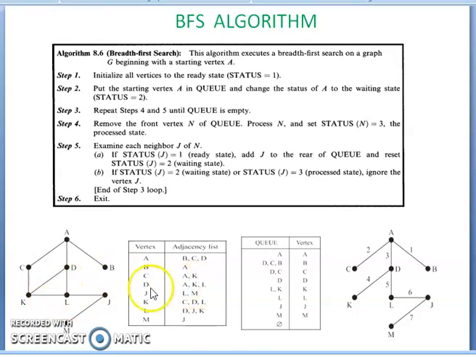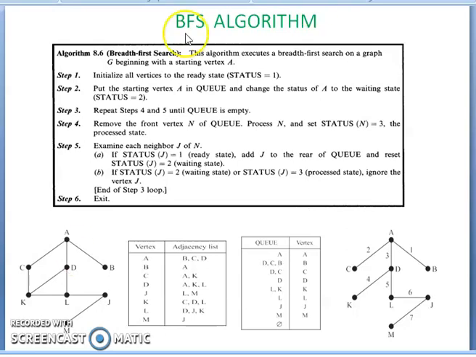And for J, the adjacent vertices are L, M. For K, the adjacent vertices are C, D, L. For L, the adjacent vertices are D, J, and K. And for M, the only adjacent vertex is J. Right? So this is the graph, and this is the adjacency list. The same graph is implemented in DFS by using the stack.